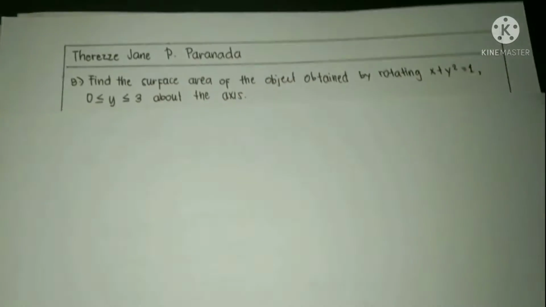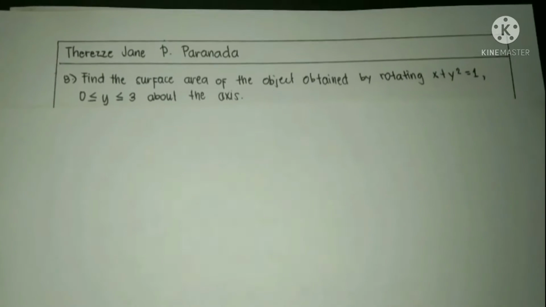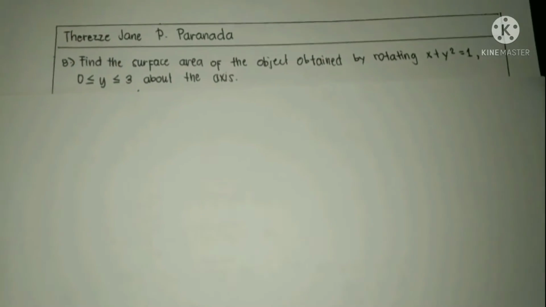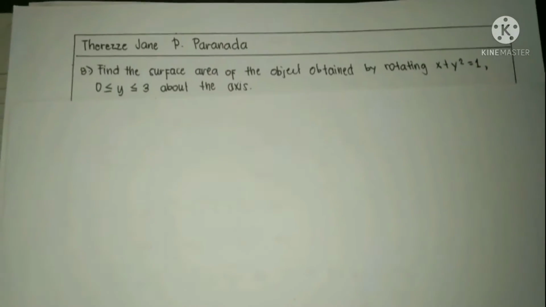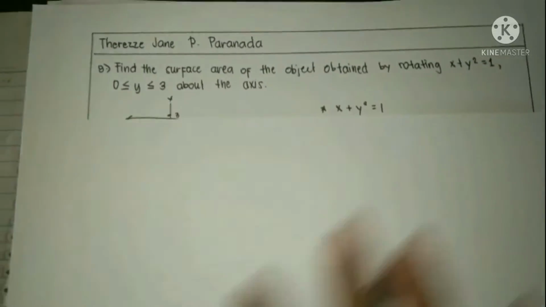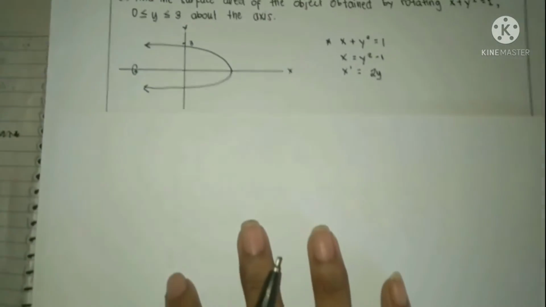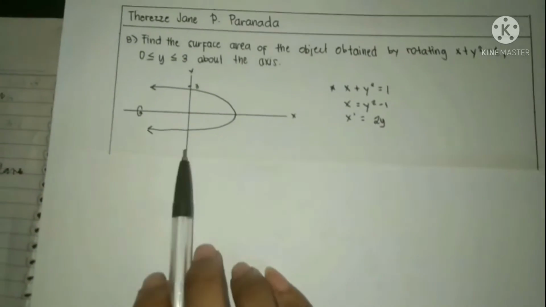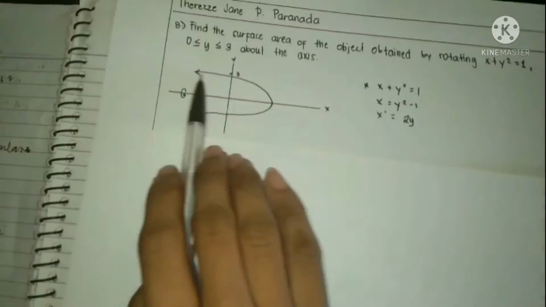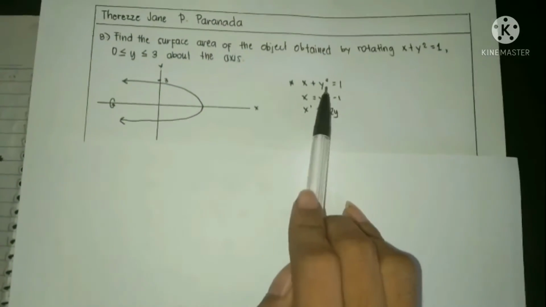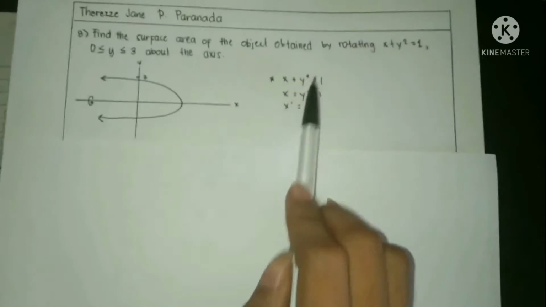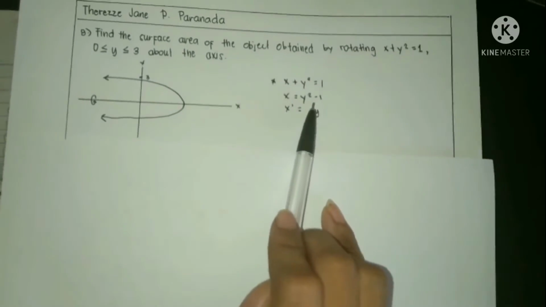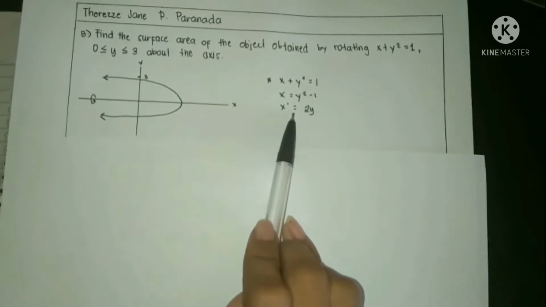So, let's proceed to number 8. Find the surface area of the object obtained by rotating x plus y squared is equal to 1, 0 is greater or equal to y, which is greater or equal to 3, about the x-axis. So, the first thing that we do is to graph the equation. So, it's the graph of x plus y squared is equal to 1, which is this. So, x plus y squared is equal to 1. Transpose y squared to the right side, it will become 1 minus y squared. So, x prime is equal to negative 2y.